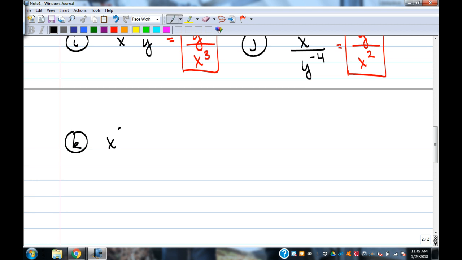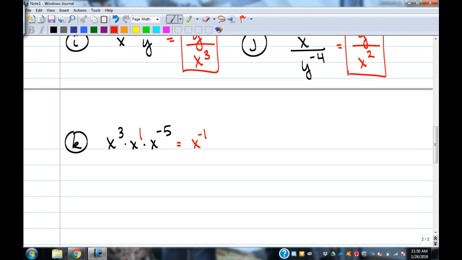Let's say we had x to the third times x to the negative 5. What rule do we need to use here first? Add the exponents. So what are the exponents on our variable there? 3, 1, and negative 5. So if we add 3 plus 1, that's 4. What's 4 plus negative 5? Negative 1.